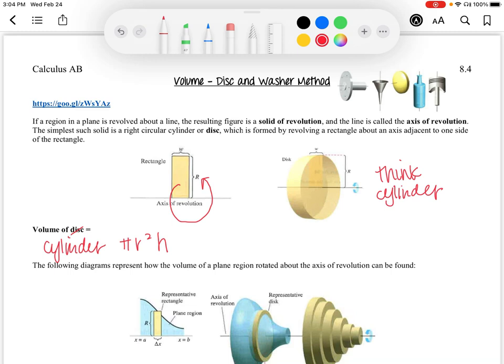If we are looking at our h, that's going to be our w, the width that's happening here. And our r is right here, our radius. So our r is basically whatever our function is. And our height or width, because we're looking at it on its side, is going to be whatever interval we're looking at, from x1 to x2. That's how we're going to come up with this formula.